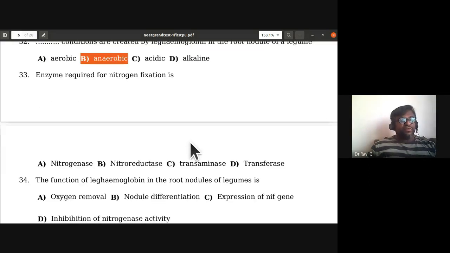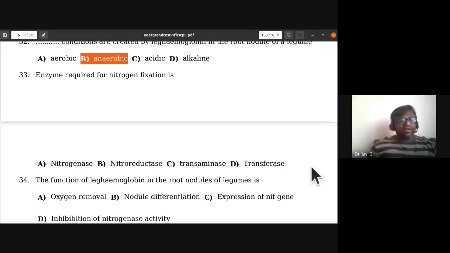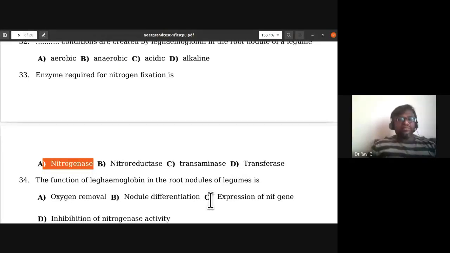See, enzyme required for nitrogen fixation. Which is the enzyme required for nitrogen fixation? Is it nitrogenase, nitroreductase, transaminase, transferase? It is going to be nitrogenase. 33rd, A is the answer, nitrogenase.